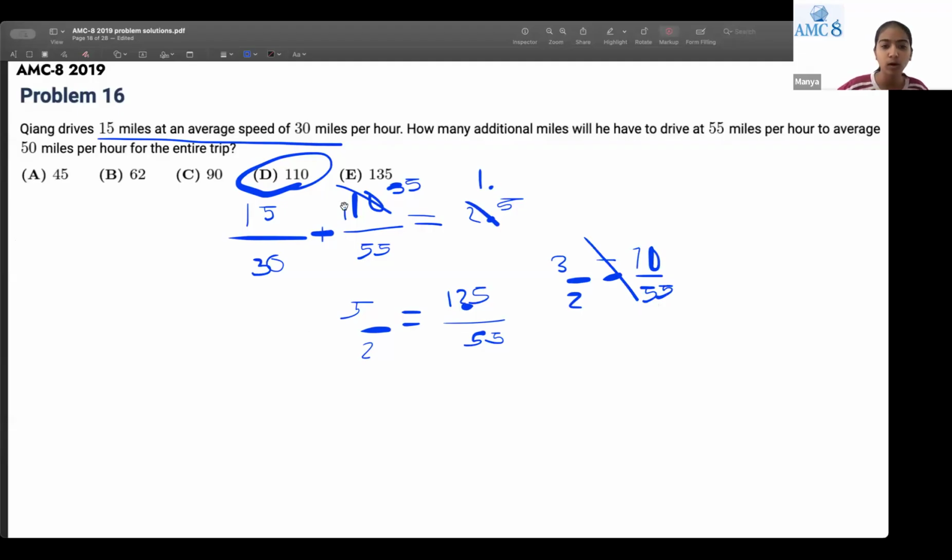And so this proves why 110 is the number of additional miles you will have to drive to average 50 miles for the entire trip. And that's how we got our answer choice D.